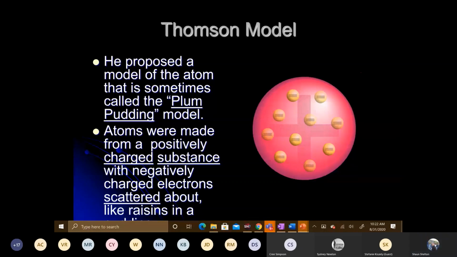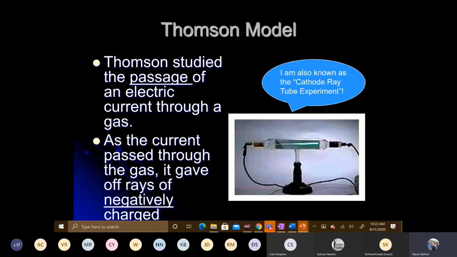So he proposed what is called the plum pudding model. The atoms were made up of a positively charged substance with negatively charged electrons scattered about it, like raisins in a plum pudding. Now, how did he come about this? What he used was a cathode ray tube experiment. You can see it right here. So that's the experiment that he used.